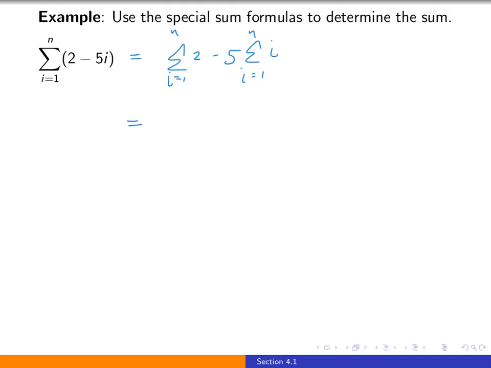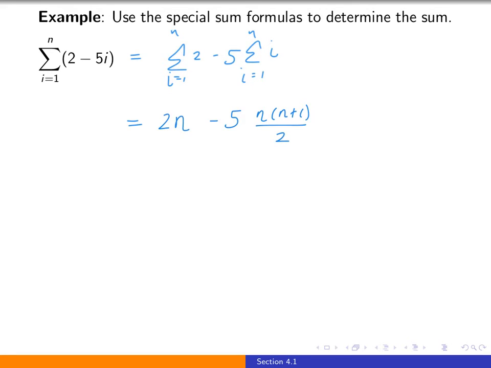So the first sum corresponds to the first special formula we had on the previous slide. Our value of c is 2, and if we add up 2 n times from that first special sum formula, we get back 2n. And in the next sum, the sum from i equals 1 to n of i, that formula from the previous slide was n times n plus 1 over 2.